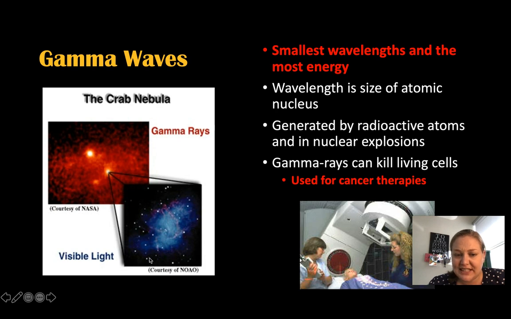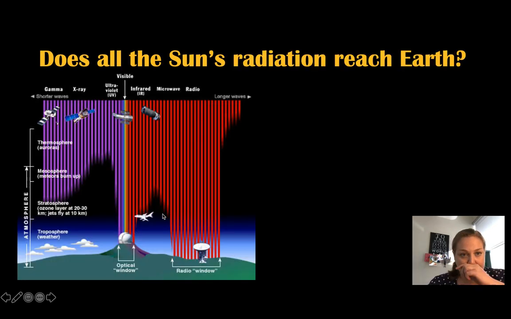I've always thought that this was a really cool image of the Crab Nebula. So here's what we see in visible light. It's beautiful, but it's just kind of dusty. But then once we start looking at it in gamma rays, we can see that there are areas of high activity with gamma rays within the Crab Nebula that are completely blocked to us in visible light.